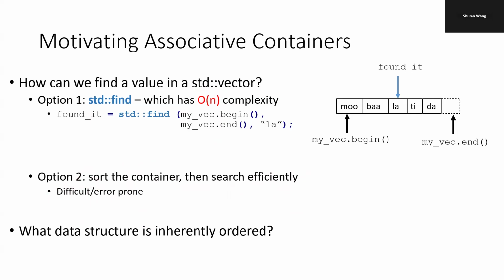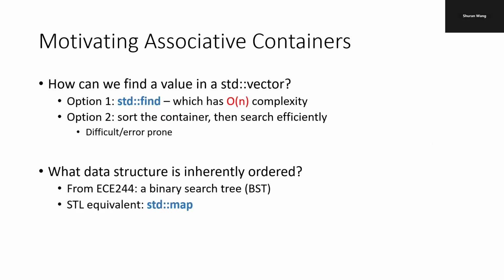But there are data structures that are inherently ordered. Can anyone tell me an example of a data structure that is ordered by itself? It doesn't need to sort. Binary search tree. From ECE244. Binary search tree. And in the STL, it's called a map.